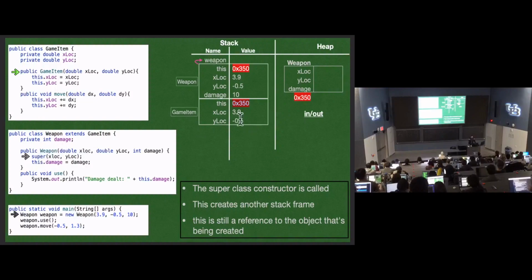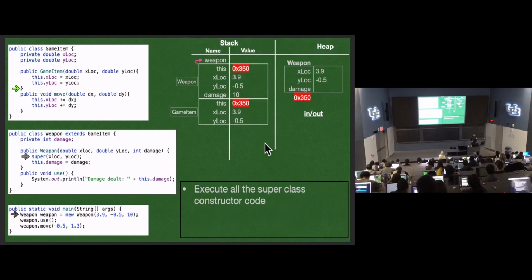And we're going to call that constructor with this, the parameters equal to the arguments, and it is its own stack frame. Then we run the code.